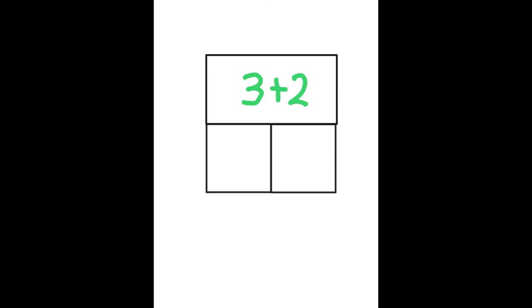So now we know that 3 plus 2 is the whole. And how much was that? Oh yeah, it was five. So we can show that the part three and the part two, when we put them all together, made five.